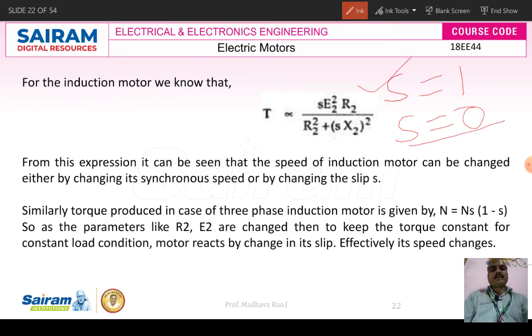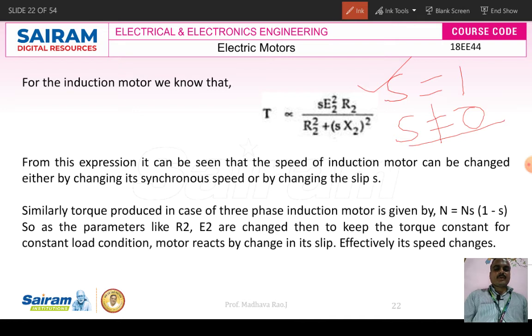But an induction motor never runs at synchronous speed. It always runs at less than synchronous speed, so the slip is not equal to 0. In some rare cases it may be equal to 0. From the above expressions, we can say that the speed of the induction motor can be changed either by changing the synchronous speed or by changing the slip. By changing the slip, we can change the speed of the induction motor.